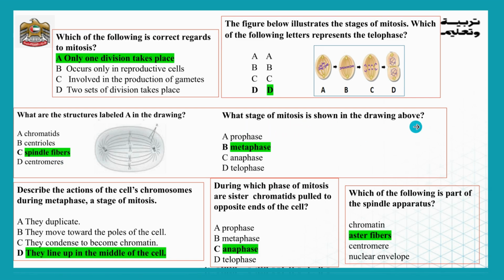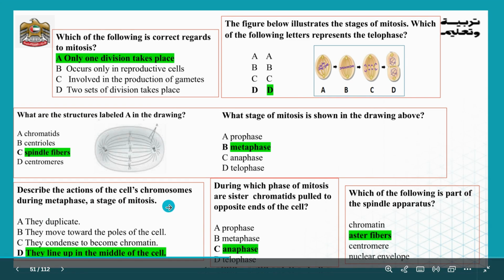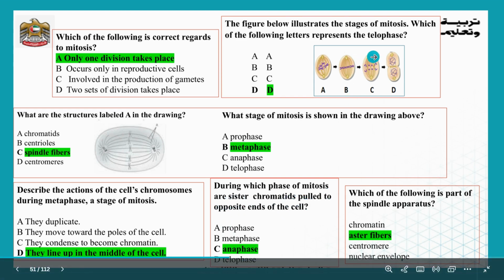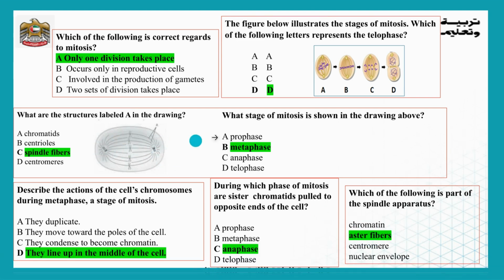What stage of mitosis is shown in the drawing above? They're talking about this one. It is metaphase. Describe the action of the chromosomes during metaphase. What's happening? They line up in the middle. In which phase of mitosis are sister chromatids pulled to opposite ends? Here they pull to opposite ends. This is anaphase. Which of the following is part of the spindle apparatus? The aster fibers. These are the aster fibers, like a star.